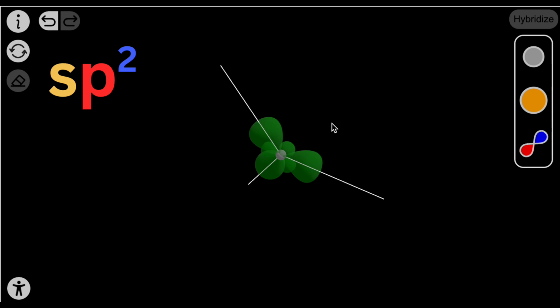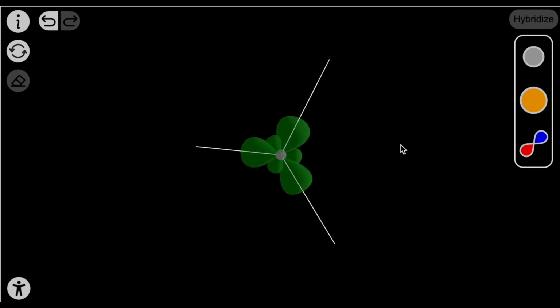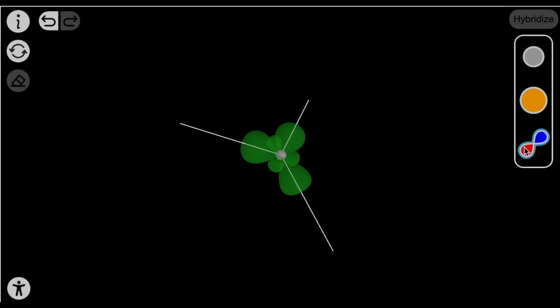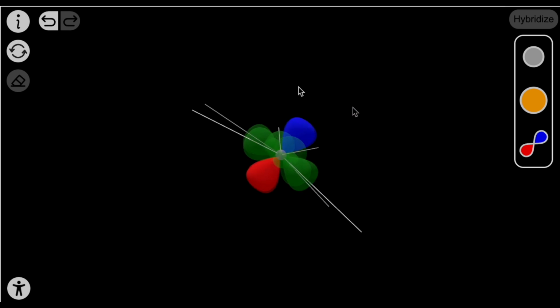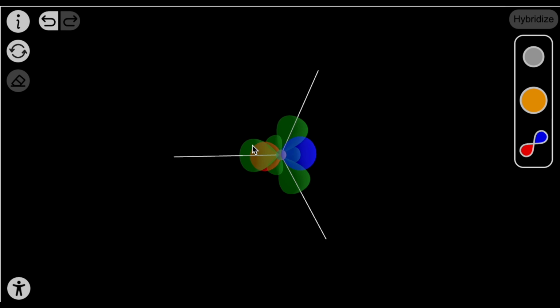Now, this doesn't exactly tell the whole story because we know that by looking at the periodic table, we have one s orbital and 3 p orbitals. So I need to make sure that I also include that other p orbital. So now we have all of the orbitals accounted for.